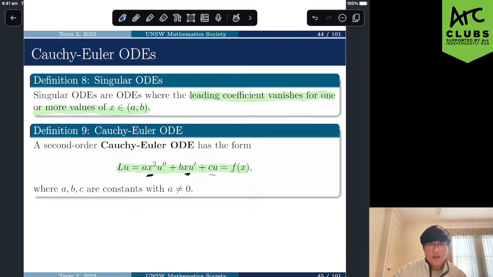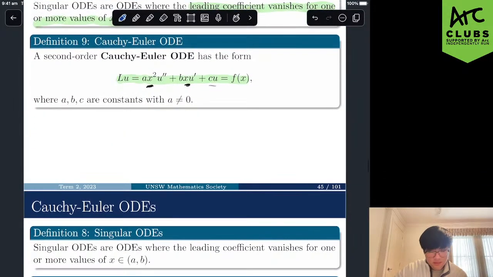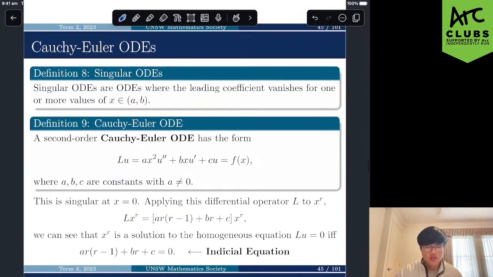And why we look at that is because there is a nice solution that we can guess. We see that it is singular at 0. If we apply the linear operator to x to the r, we get an equation like this. So x to the r will be a solution if this inside part is 0. That will be a solution to the homogeneous equation.